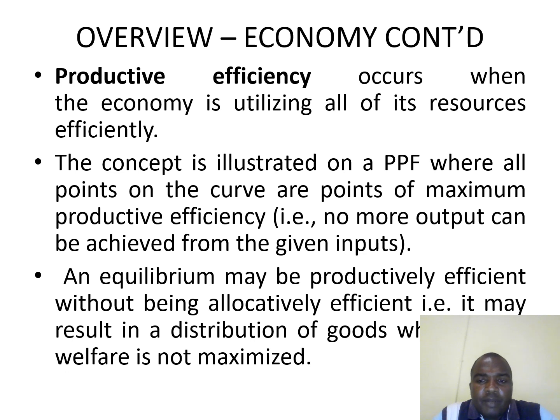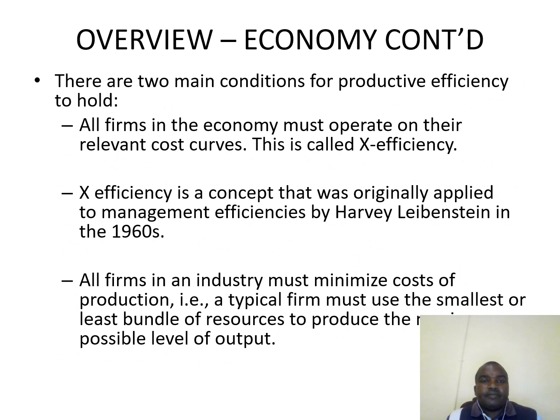An equilibrium may be productively efficient without being allocatively efficient, because as I said, productive efficiency is a necessary condition for economic efficiency, but it is not a sufficient condition. So you can have productive efficiency when welfare is not maximized, when some of the costs are externalized to society and actually welfare is reduced. There are two main conditions for productive efficiency, as I said at the onset when I was introducing the three types of efficiency. The first condition for productive efficiency is X efficiency.